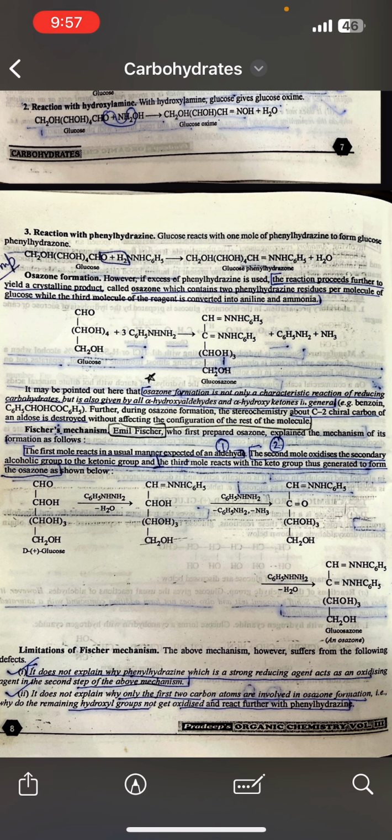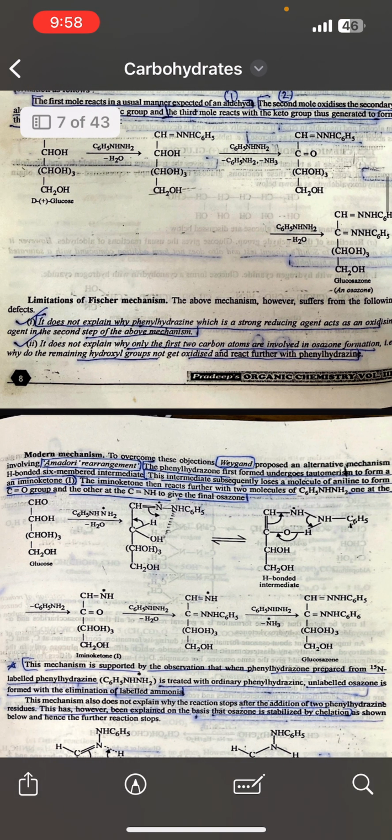In osazone formation, the stereochemistry about the C2 carbon atom of the aldose is destroyed without affecting the configuration of the rest of the molecule. Fischer's mechanism. Emil Fischer, who first prepared the osazone, explained the mechanism of its formation below. The first mole reacts in the usual manner expected of an aldehyde. The second mole oxidizes the secondary alcoholic group to a ketonic group, and the third mole reacts with the keto group to form the osazone shown below.